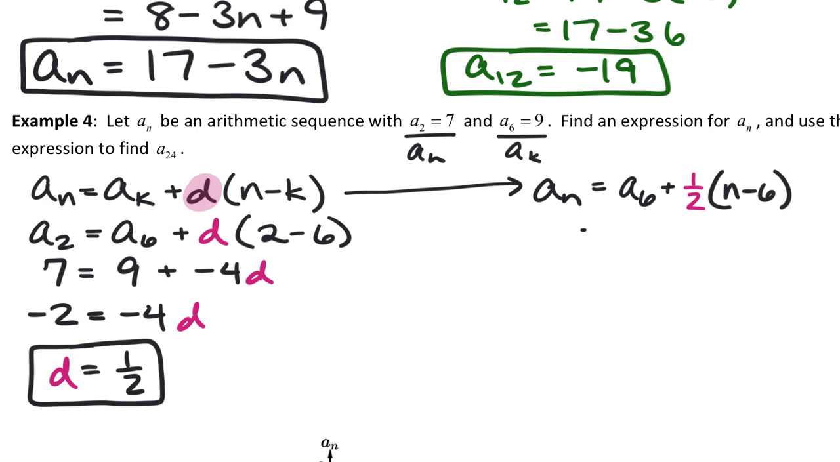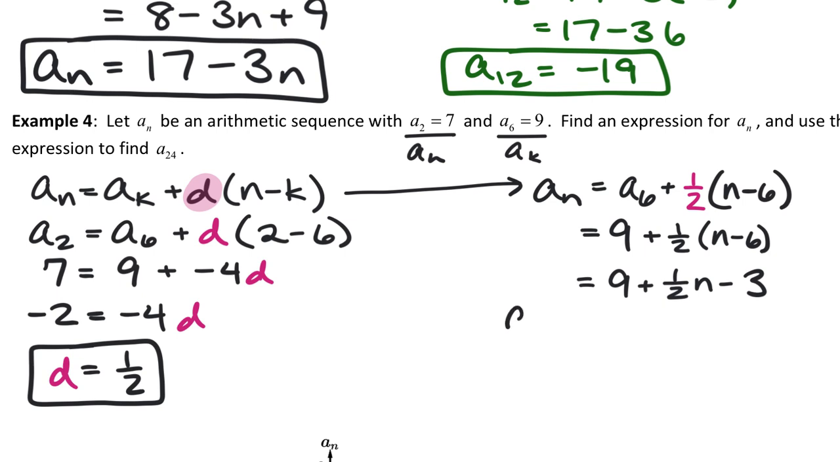But we know a sub 6 is 9, so this is 9 plus 1/2 times n minus 6. And since this is just a linear equation, we can't help ourselves. We're going to go ahead and distribute that 1/2, where this would become 9 plus 1/2 n minus 3, because 6 times 1/2 is 3. I have 2 like terms in the 9 and the negative 3, so my formula for a sub n is 6 plus 1/2 n.